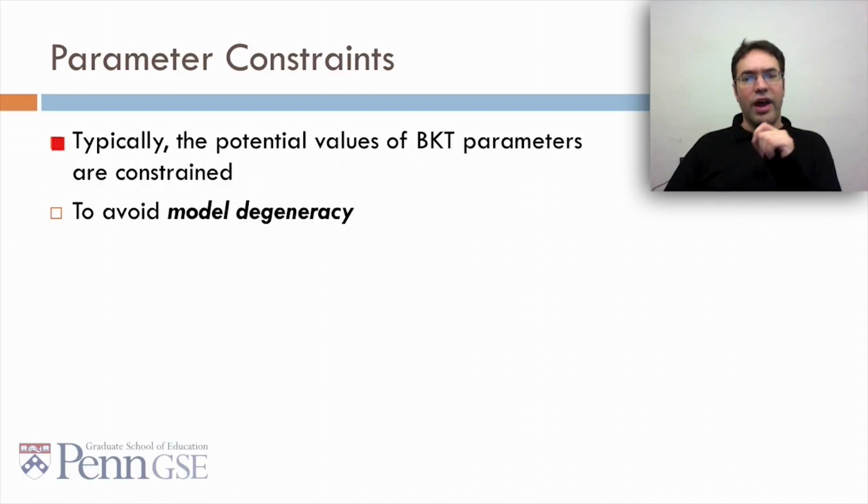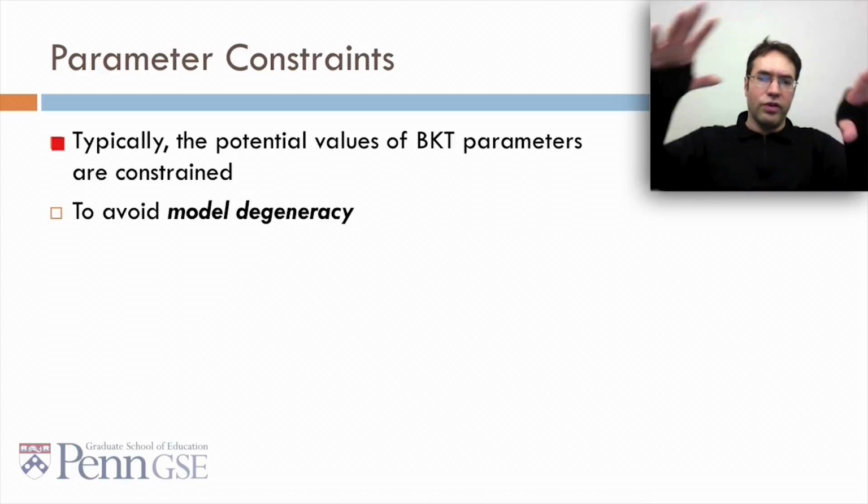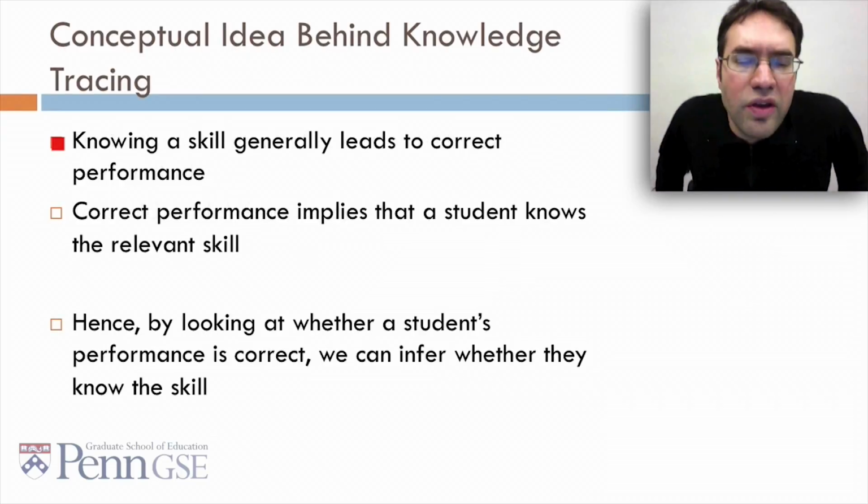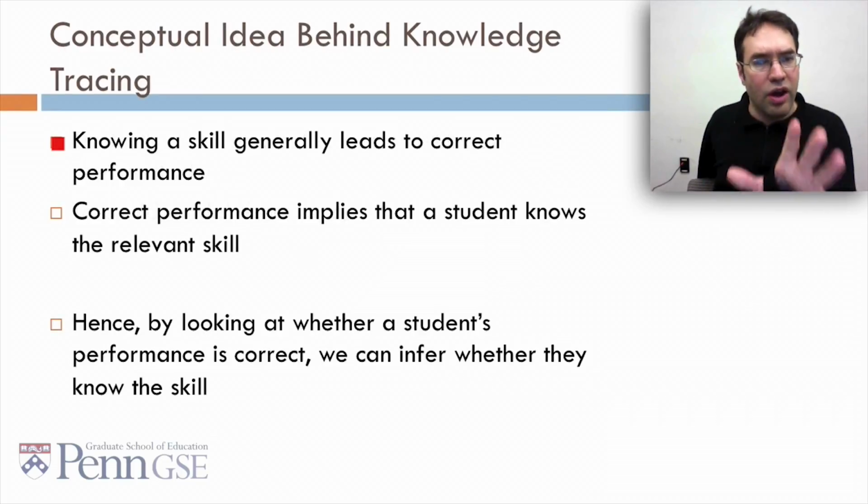Typically, the potential values of BKT parameters are constrained. I mentioned that the guess and slip we had are kind of low, and so the model is fairly dynamic. We do want to constrain those values somewhat to avoid what's called model degeneracy. Model degeneracy is based on violating the conceptual idea behind knowledge tracing.